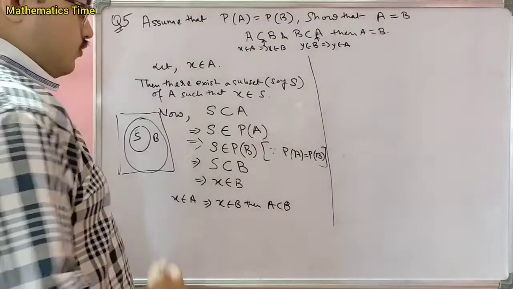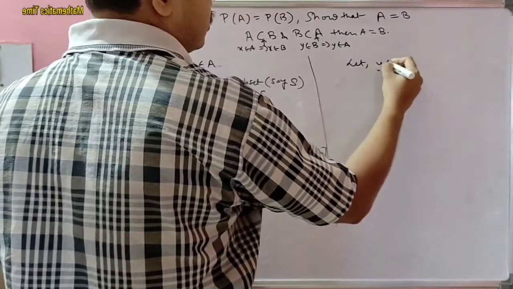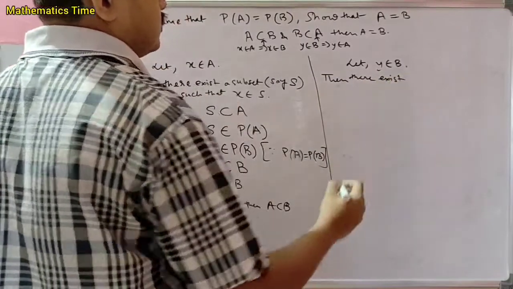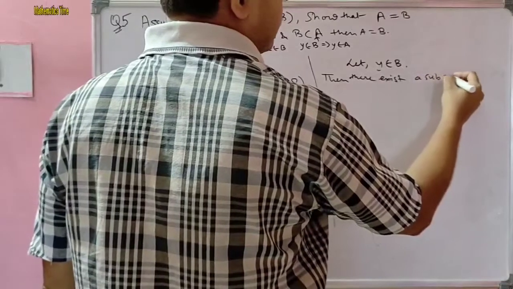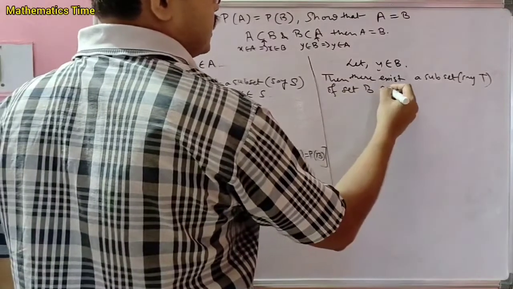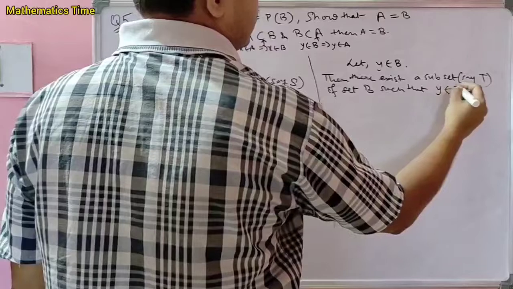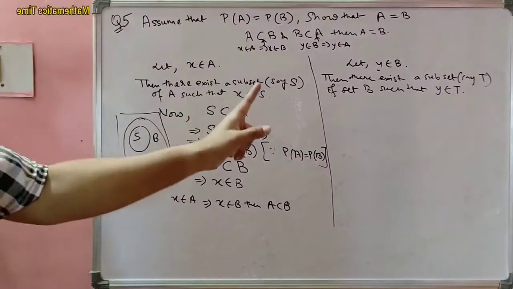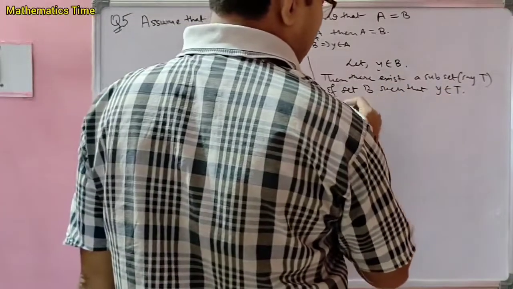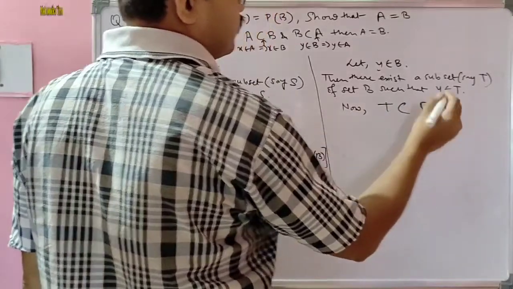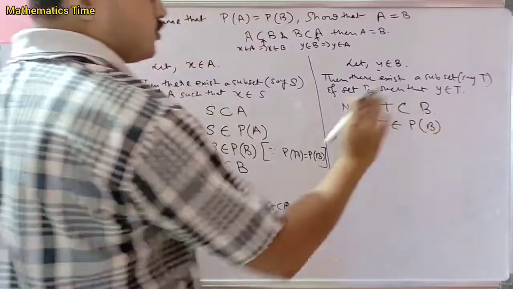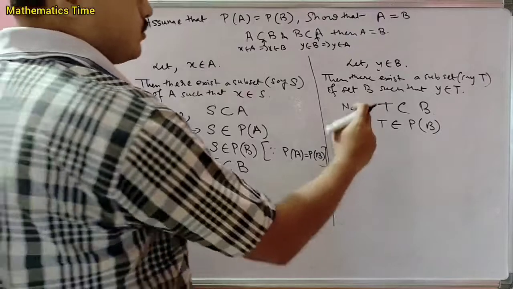So for that, let Y belong to B. Then there exists a subset, say T, of set B such that Y belongs to T. So Y belongs to B, and there is a subset of B which contains the element Y, which is T. Now T is a subset of B, we assume that. As T is a subset of B, T must belong to the power set of B, because the power set of B contains all the subsets of B, so T must be an element of this.